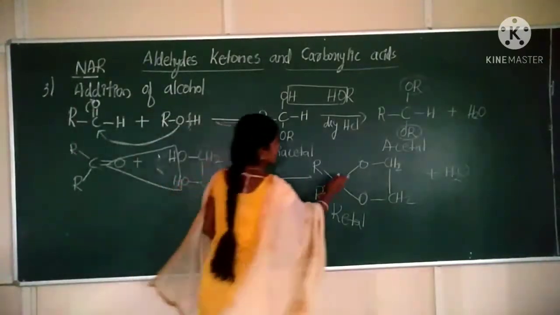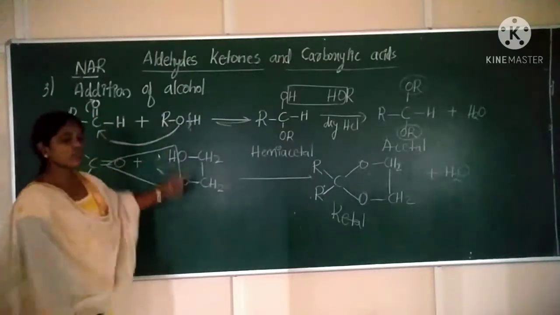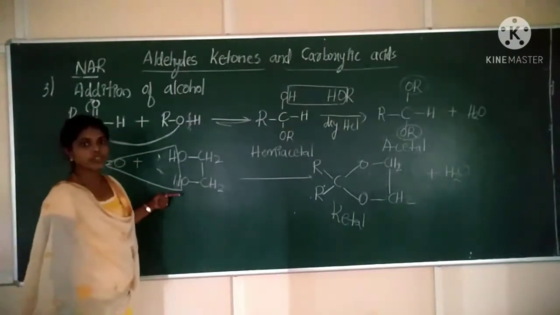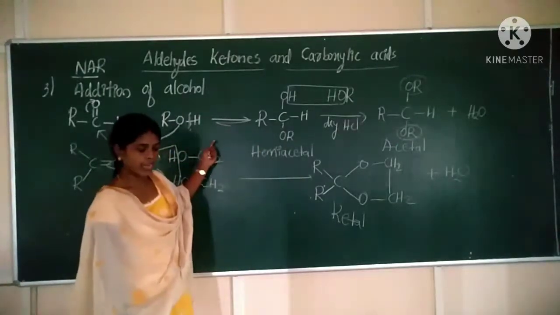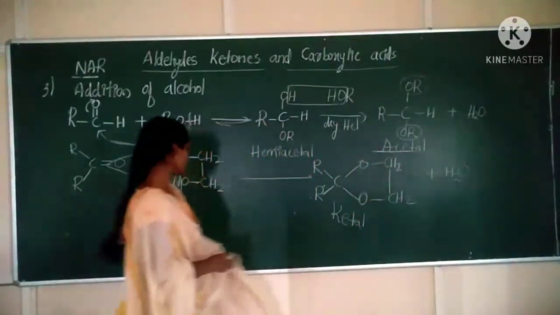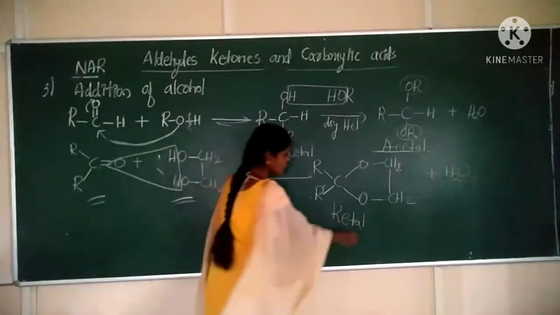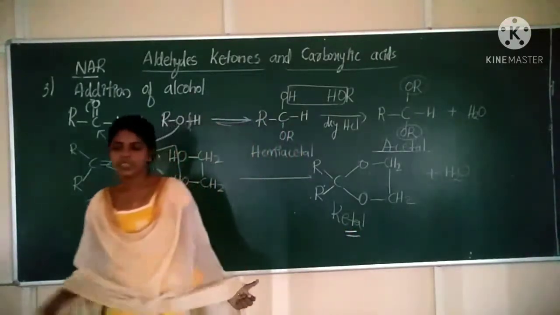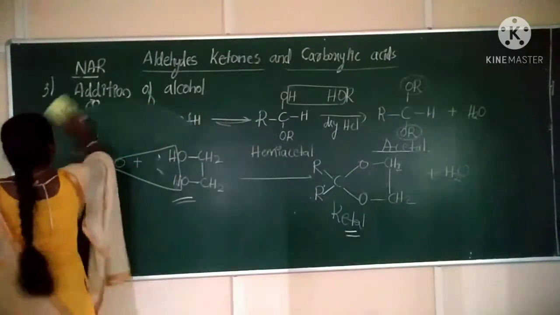Okay. Ketal formation is there. So this is the reaction of addition of alcohol to an aldehyde or ketone molecule. If alcohol adds to an aldehyde molecule, the product formed will be what? Acetal. If alcohol adds to a ketone, the product formed will be what? Ketal. Clear? Next reactions.